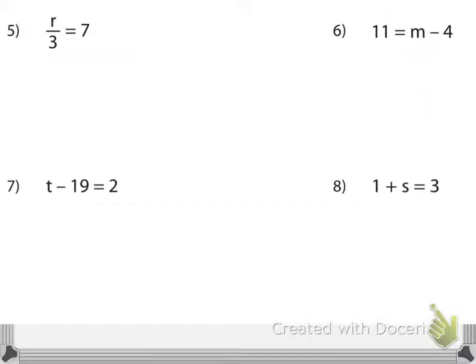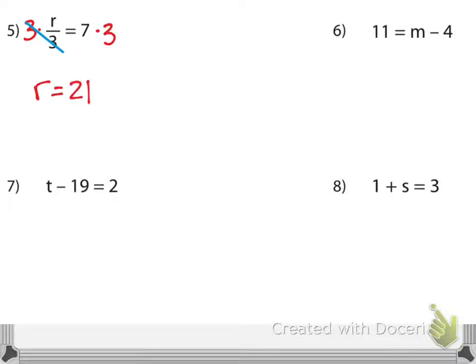Try these 4 now. So try these 4. So Isabella, what operation am I going to do for number 5? Multiplication. And what am I going to be multiplying? You're going to do 3 times 3, and that's going to be crossed off. And then? You do 3 times 7, so R equals 21.